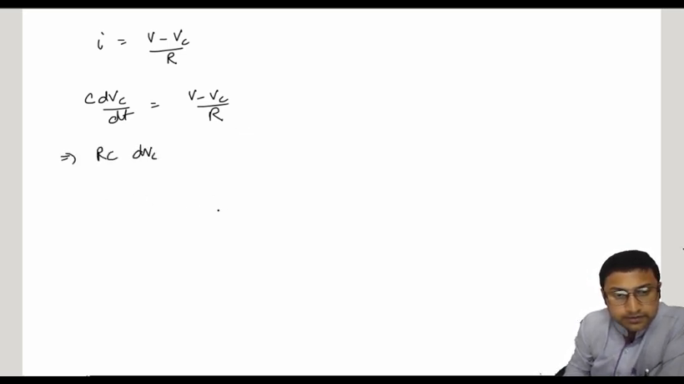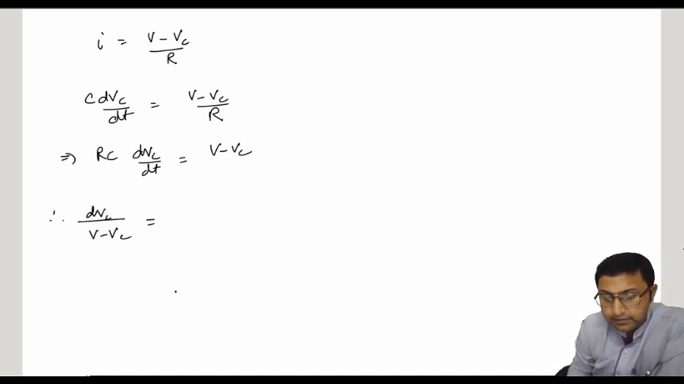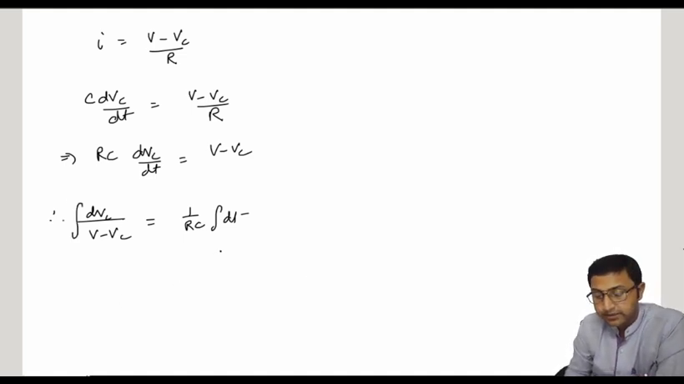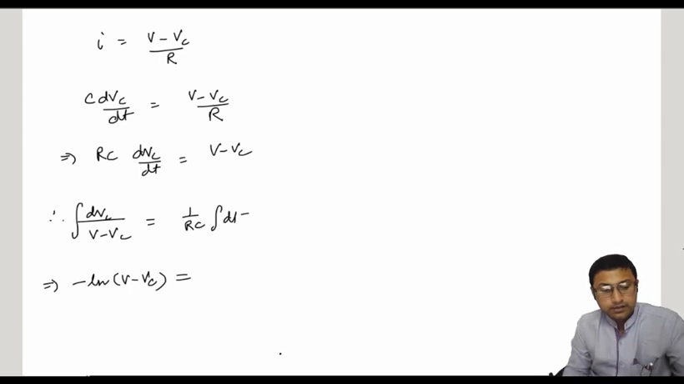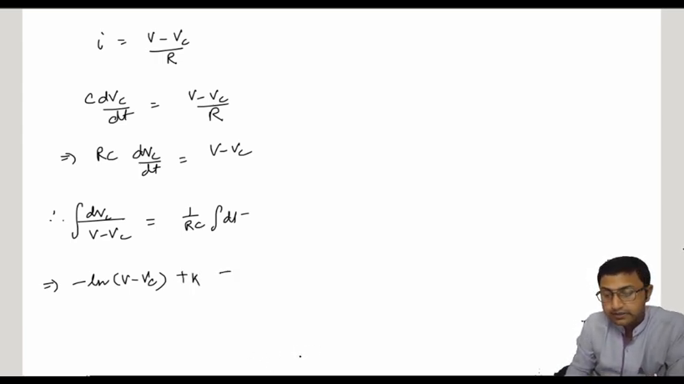Hence RC dVC dt equal to V minus VC. Okay, so now we can write again dVC by V minus VC, with a minus sign, equal to 1 by RC dt. If we integrate both sides, right? So from there we can write minus ln of V minus VC, plus the integration constant K, that is equal to T by RC, right? So this is the number one equation.